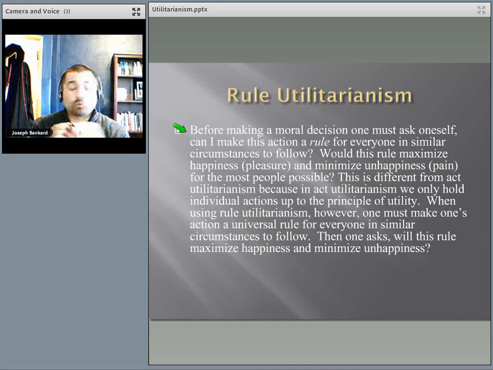Rule utilitarianism is very similar to act utilitarianism. Both focus solely on consequences. Both are hard universalist theories. Both are hedonistic. Both argue that happiness is the only intrinsic value. The difference is one focuses on individual actions, the other focuses on rules.